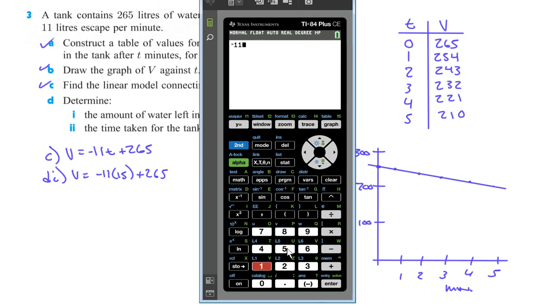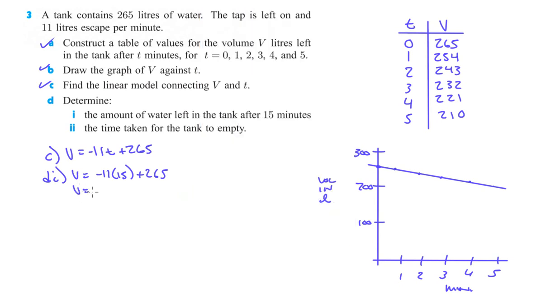Negative 11 times 15 plus 265 is going to give us 100 liters. So the volume at 15 minutes is 100 liters. And then the time it takes for the tank to empty: we want the volume to be 0, so that's going to equal negative 11T plus 265, and we're going to solve for T.